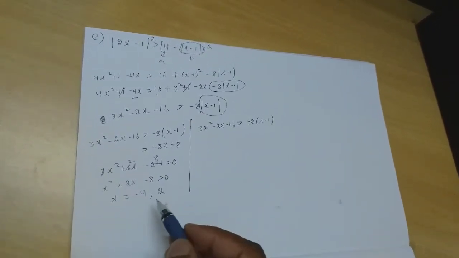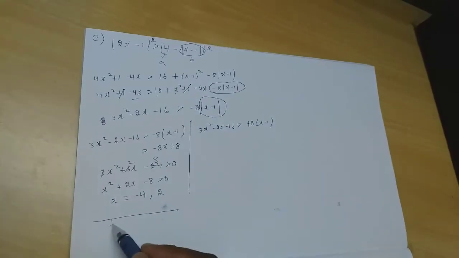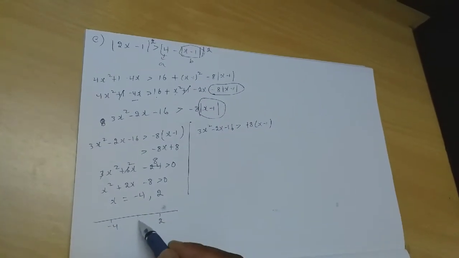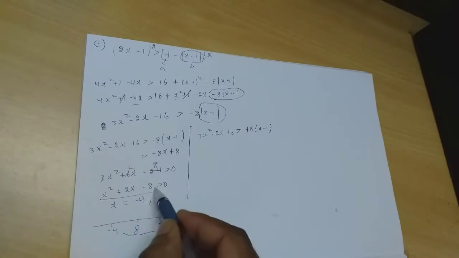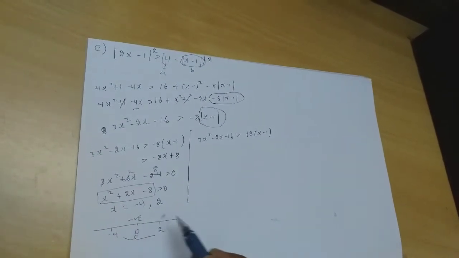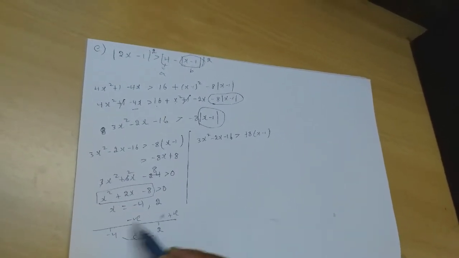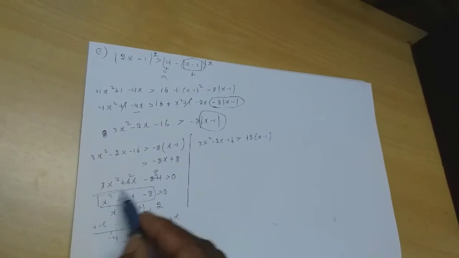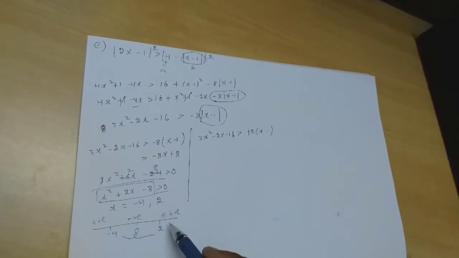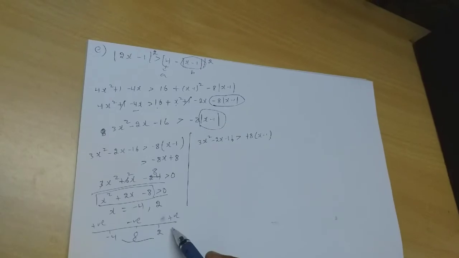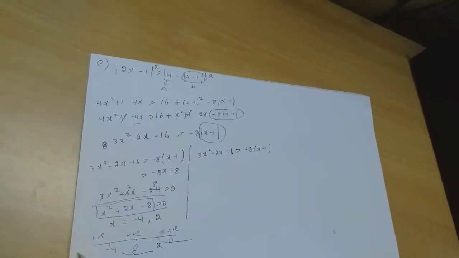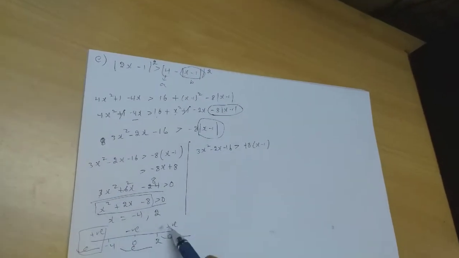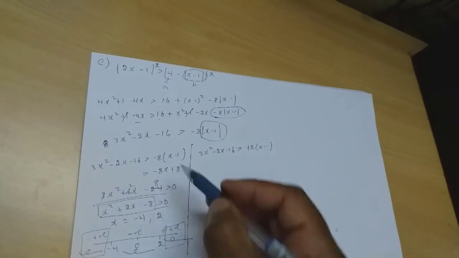Again, inequality, so I need to go with the number line. Here −4, here 2. In between them is 0. If I place 0 in this, I get a negative answer. That means here it is positive, here it is positive. So for this expression, it's greater than 0. Greater than 0 means where is it positive on the number line? It's positive here and here. So these are the two answers when it is positive.